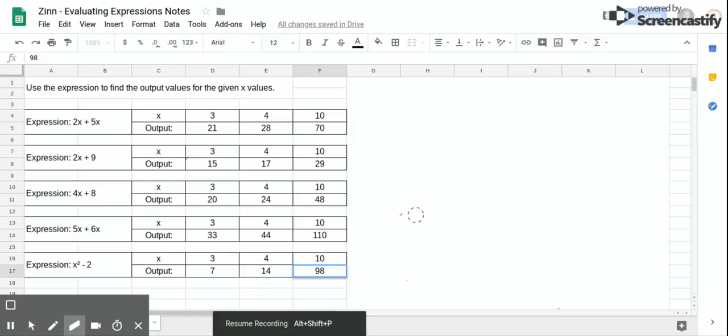All right, here's the answers. If you have any questions, feel free to ask. We actually did the fourth one down, the 5 times x plus 6 times x, on the Google form yesterday. After you have it all copied down, make sure it's glued, and then move on to the next activity.